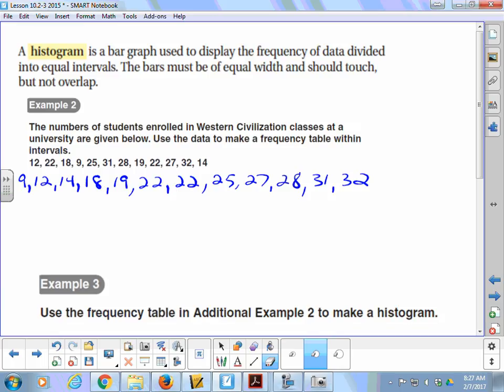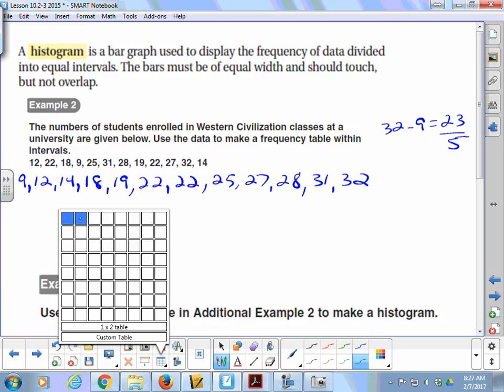32 minus 9 is 23. If we divide 23 by 5, we get approximately 5. So we take the largest number minus the smallest one, and since we want about 5 intervals, we divide that number by 5. That tells us about how long our intervals are going to be. So we're going to make a table with 2 columns and 5 rows.